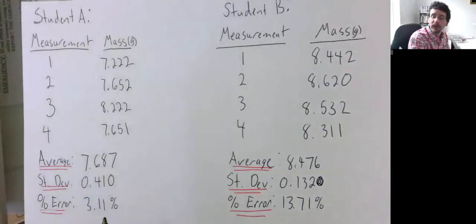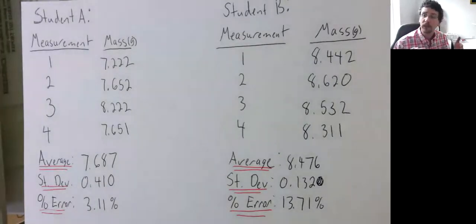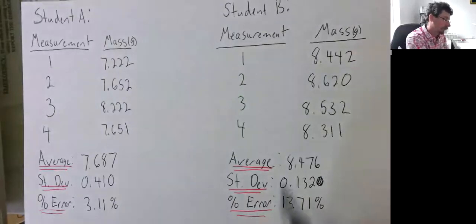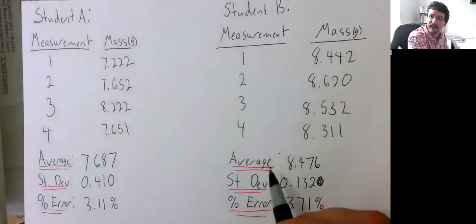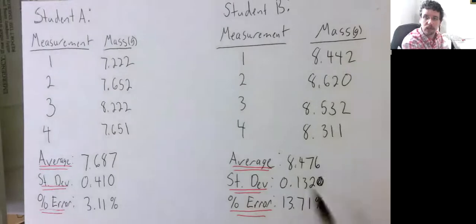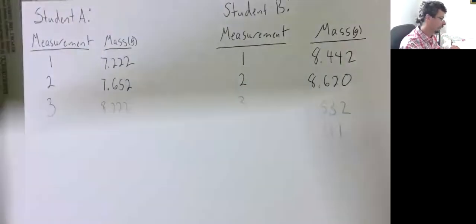What we're going to do is discuss what is the difference between accuracy and precision. And then we're going to go into the definition of each of these. How do we calculate these things? And what do they mean in terms of accuracy and precision? So let's start off with some definitions.